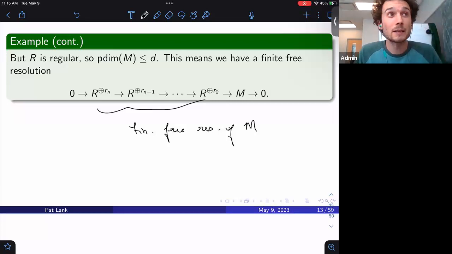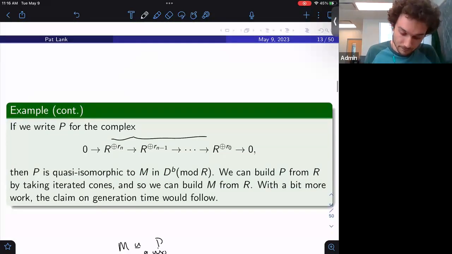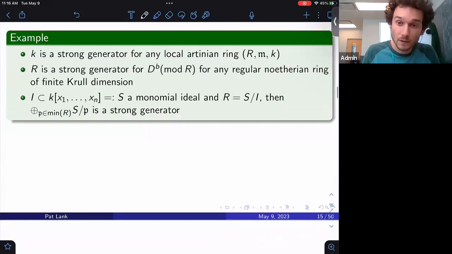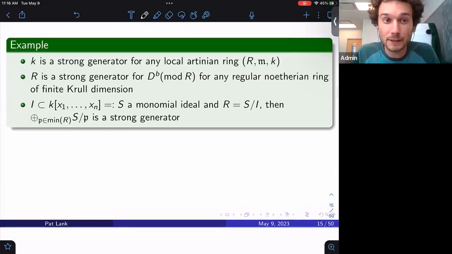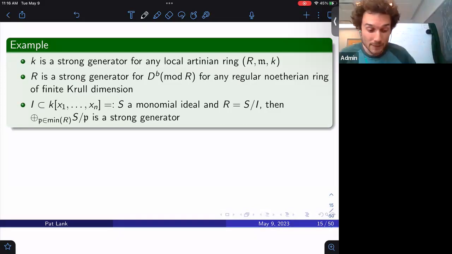So a lot of the times, the generation reflects some kind of property of the derived category, and how it relates to generation is something that will help you think about the problem, these computational questions. Any questions so far? No? Okay. Some other examples.